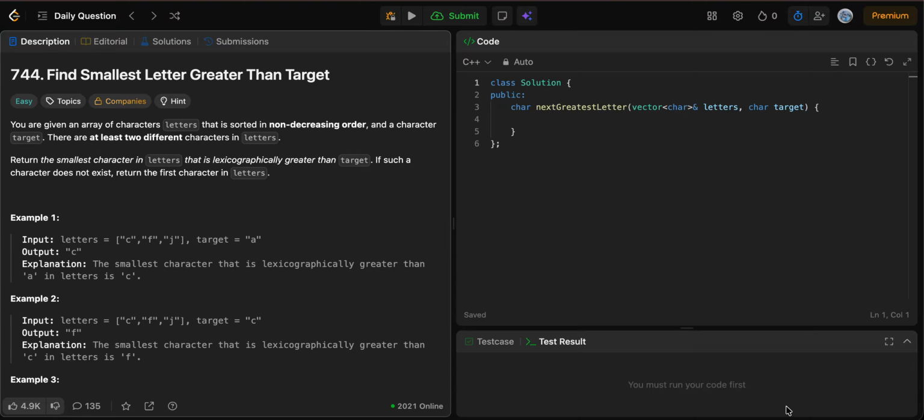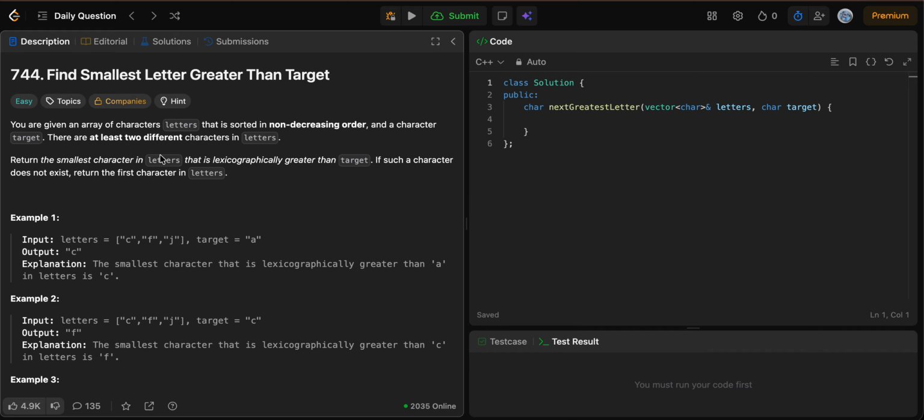Today we will solve the problem of finding the smallest letter greater than the target. That is the beauty of LeetCode, and this is a very easy problem. I can solve this problem with two approaches: first is brute force, and the second is binary search. Firstly, we learn and understand what the question says.